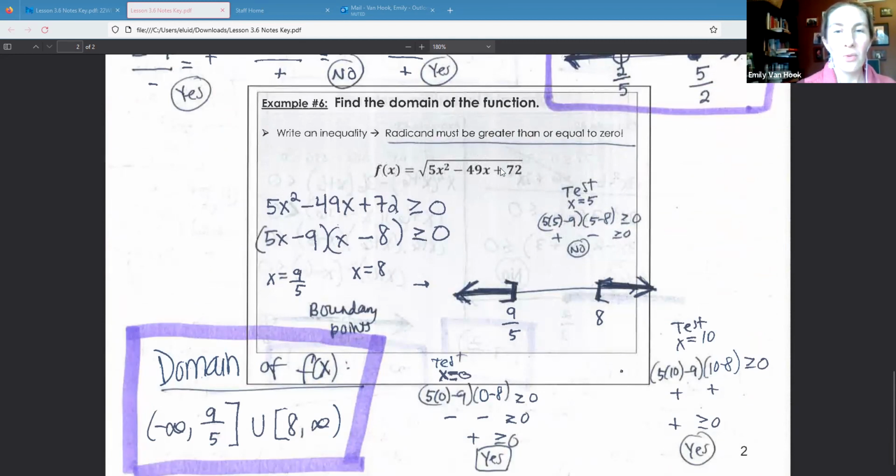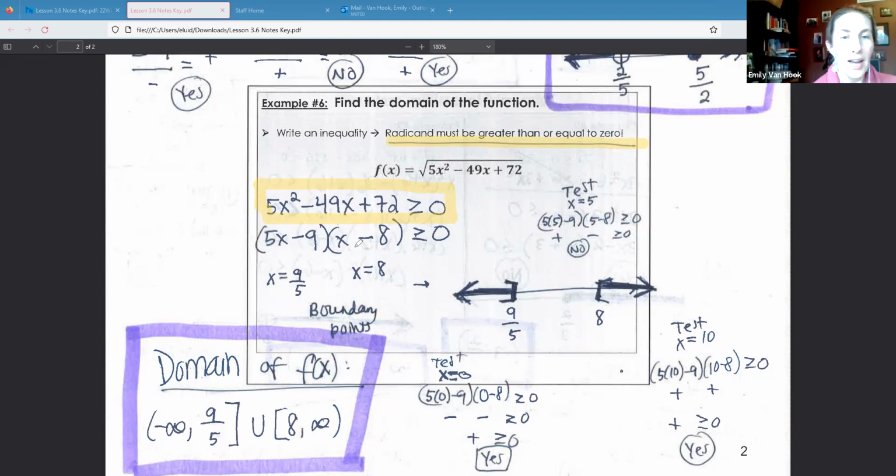If you have a function with a radical and it says find the domain, what you get to do is take whatever is under the radical, the radicand, and set it greater than or equal to 0. That was the extra step for this one. Because the function is a square root function, and we know we can't take square roots of negatives when we're dealing with real numbers, we need to make sure that what's under the radical is not negative. So it has to be greater than or equal to 0. In this case, 5x squared minus 49x plus 72, you would set that greater than or equal to 0. Those aren't the nicest numbers to factor, but it does end up working out.